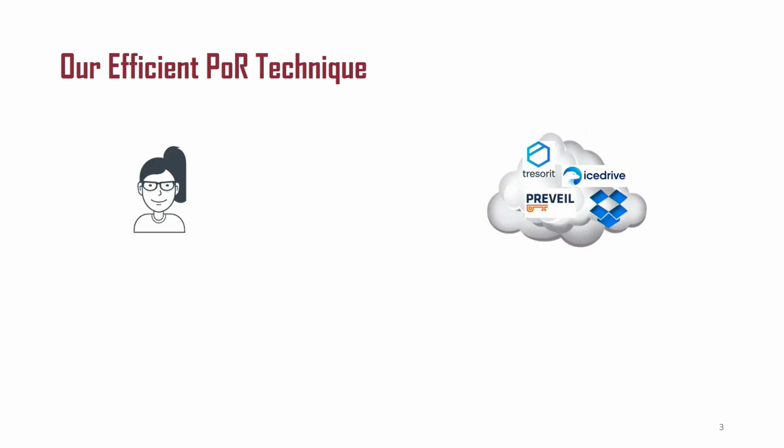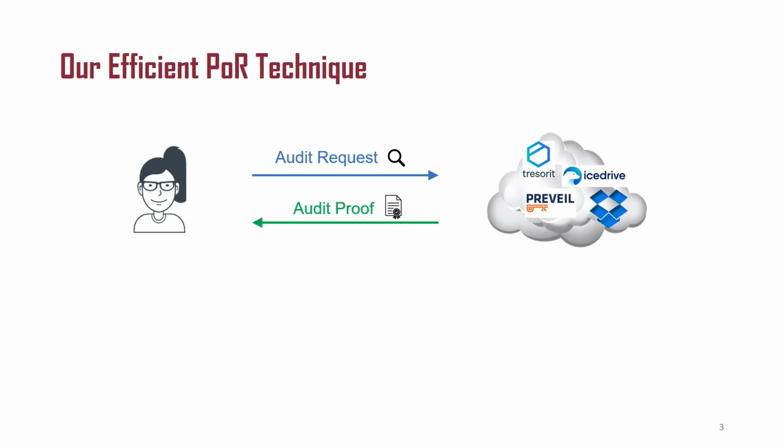Proof of retrievability works as follows. First, the client sends an audit request to the cloud server. Then, the server returns the audit proof back to the client. By verifying this proof, the client can ensure her outsourced data is still kept intact.